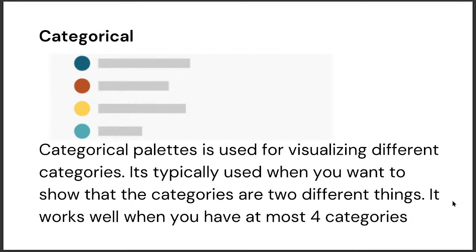Categorical palette. Now, this is one thing even I am not comfortable working with, and I'll tell you why. Let's go into categorical palette. Categorical palette is used for visualizing different categories. It's typically used when you want to show that the categories are different things. So you have categories of, let's say, locations, like the dashboard we worked on the day before yesterday. Let's say we have a commercial, downtown, airport location. So you want to show that these categories mean different things.